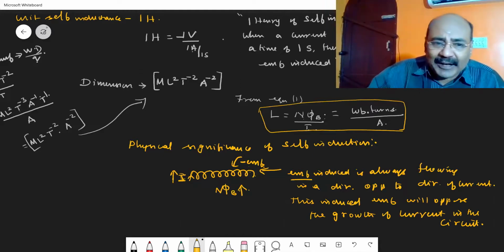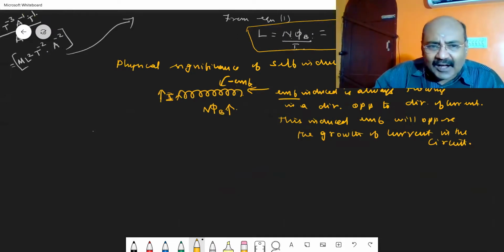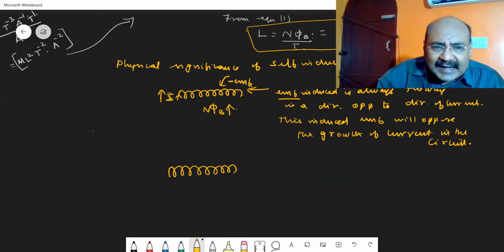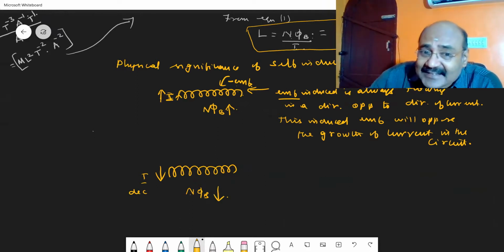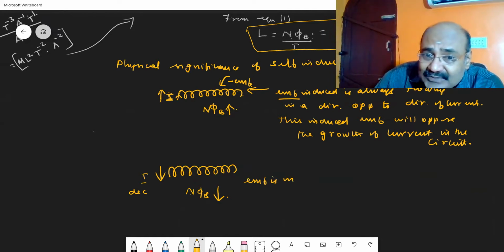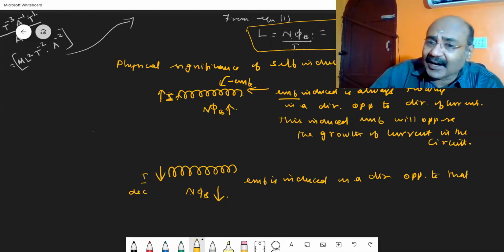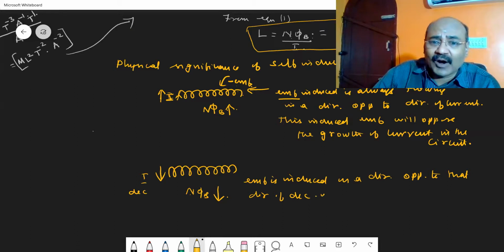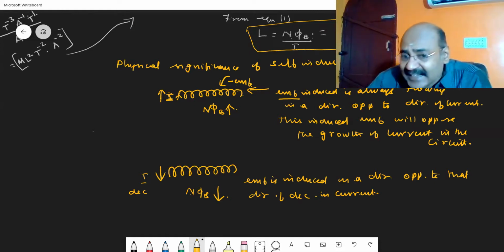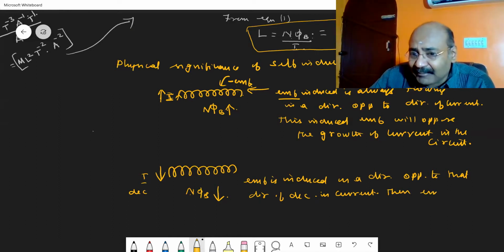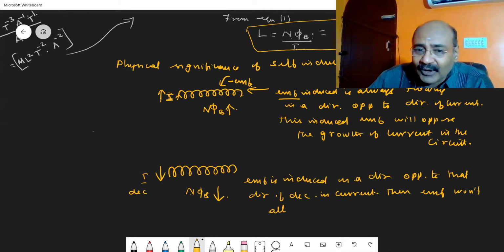Similarly, let us consider the other phenomenon. In that same coil of wire, consider when the current is decreasing. When the current I decreases, what happens? N into phi b also decreases. When n into phi b decreases, EMF is induced in a direction opposite to the decrease in current, opposite to that direction of decrease of current. So that EMF won't allow the decrease or decay of current in the circuit.